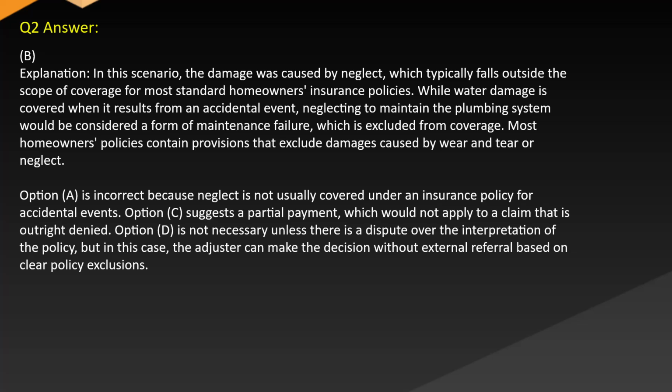Option A is incorrect because neglect is not usually covered under an insurance policy for accidental events. Option C suggests a partial payment, which would not apply to a claim that is outright denied. Option D is not necessary unless there is a dispute over the interpretation of the policy, but in this case, the adjuster can make the decision without external referral based on clear policy exclusions.